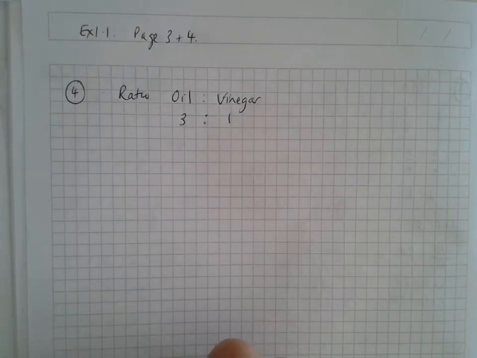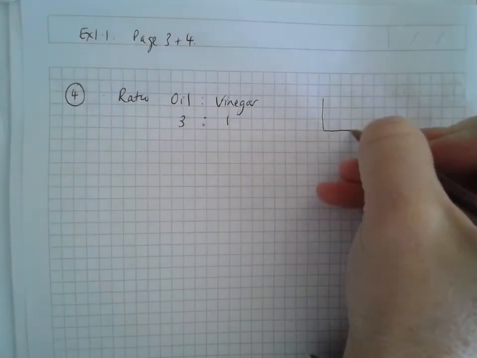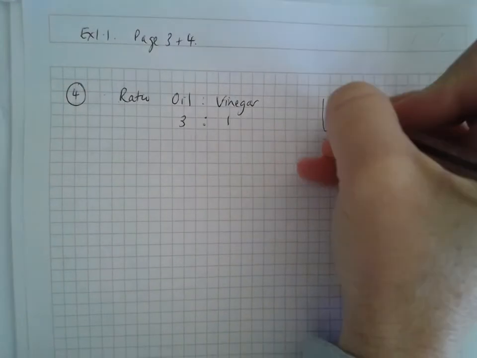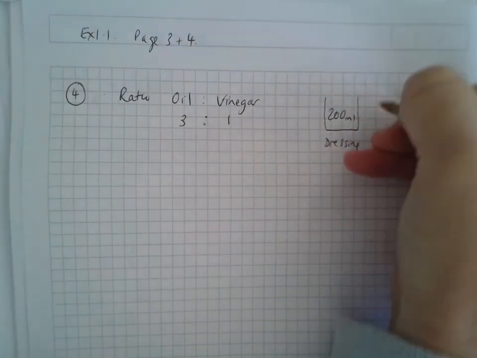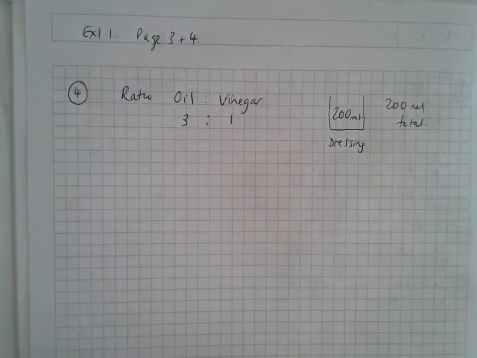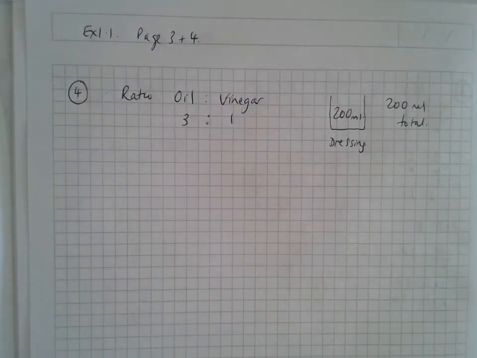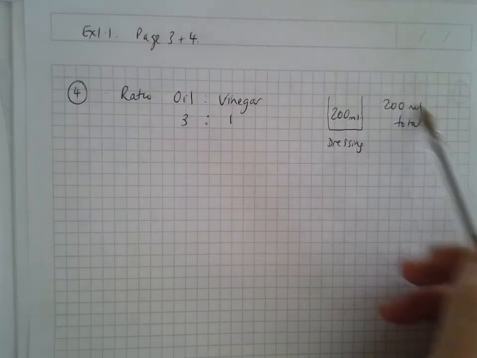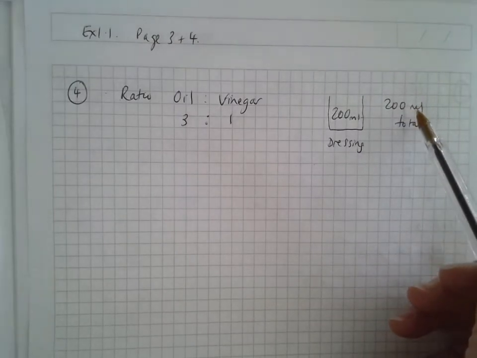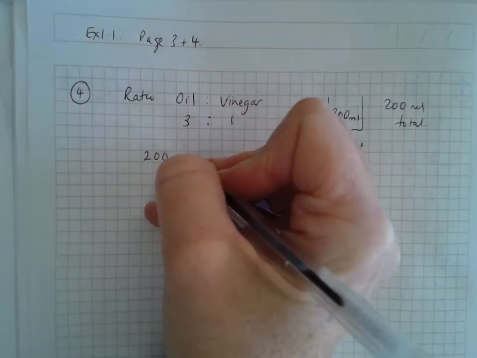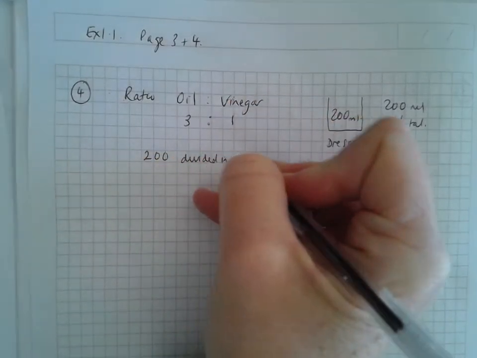So you have this thing of dressing, and in total there's 200 ml. Okay, so 200 ml in total. So the key thing here is to work out, are they telling us that the oil is 200 ml? Are they telling us that the vinegar is 200 ml? What are they telling us about this 200 ml? So it seems to me that they're telling me that there's 200 ml altogether, and it's divided in this ratio 3:1. So 200 ml divided in ratio 3:1.